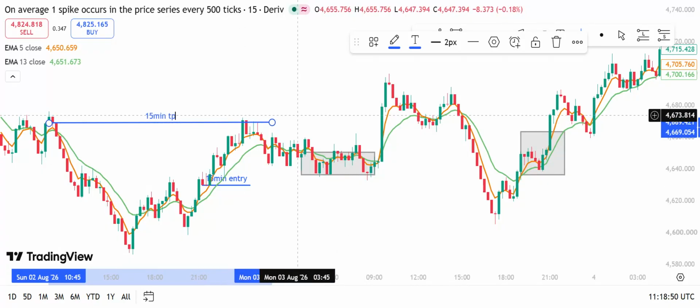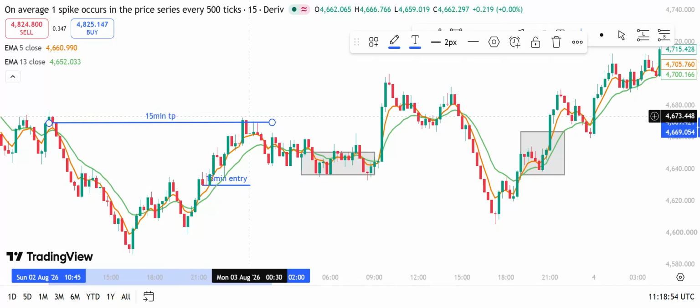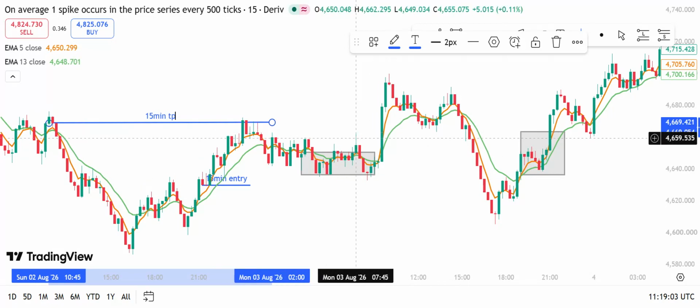So that means you would have entered from here and rode all the way up to there. That's if that one was a buy. Well, it actually was a buy because we are going up.